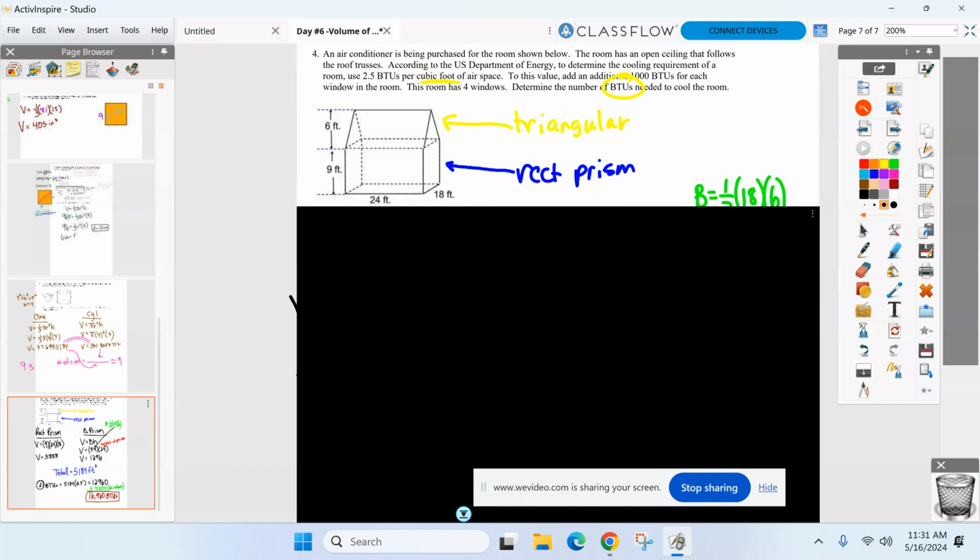Go ahead, Josh. Is the 6 the height of that triangular base? The 6 is the height of that triangular base, not the slant height. Good question. Yep. The 6 feet is referring to the height of the triangular base, not the slant height.